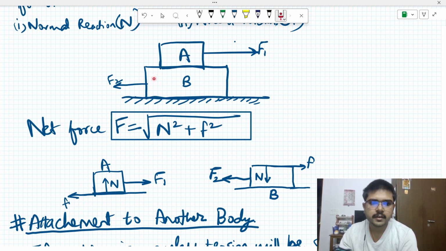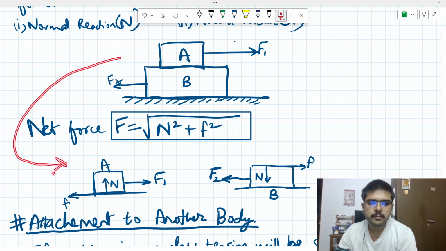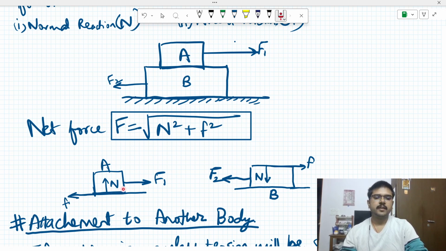if we see this body here, then this can be broken down into two bodies here, that is F1 and F2. So we have a body here in which A is shown here and normal reaction is upward, and the force F1 is acting in this direction, and normal reaction would be acting downwards on body B, and F2 is acting towards the left, and friction force would be acting in this direction.